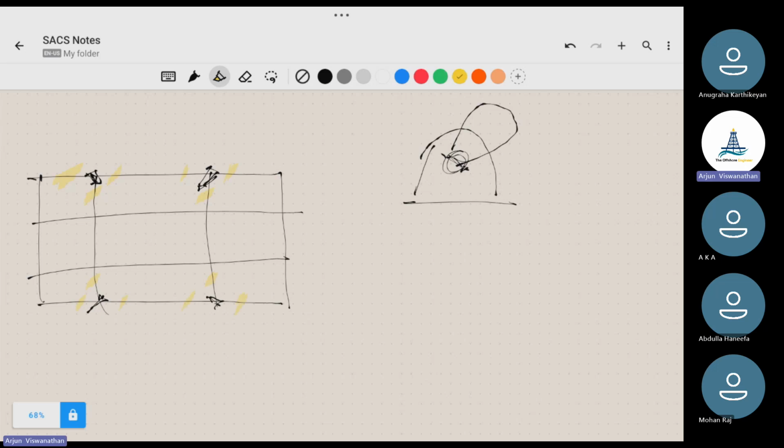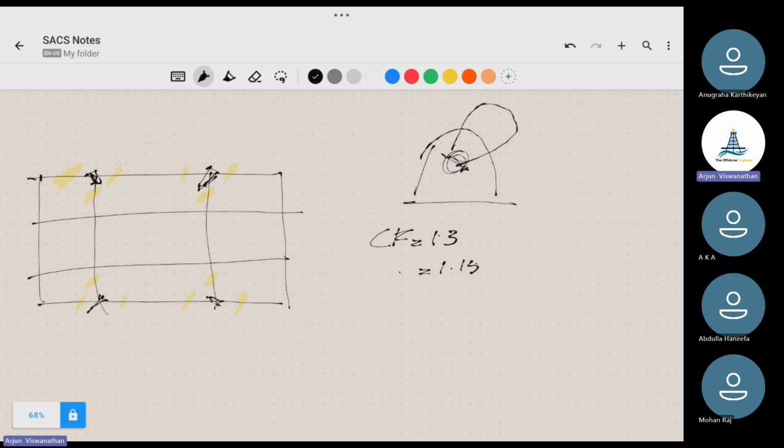So all the members which are connected to a lifting point, we will consider a consequence factor of 1.3. And all other members a consequence factor of 1.15. This is as per DNV-ST-N001. So this is the idea behind it. We are just making sure this doesn't fail. It's some sort of extra assurance.